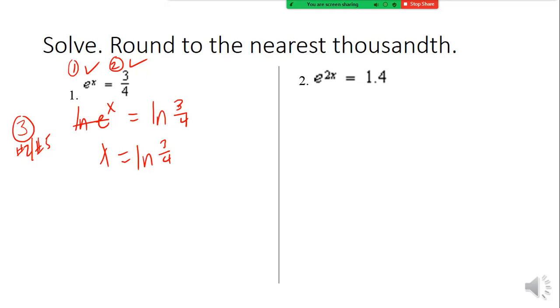Okay, so we've isolated the variable, got it by itself. Here's step 4. Do we need to do anything else to get x by itself? Does it look like it? No, sorry, Bob, we don't. So that's our exact. And then we're going to use the calculator to find our approximate. So we're going to look up the approximate value of natural log of 3/4.